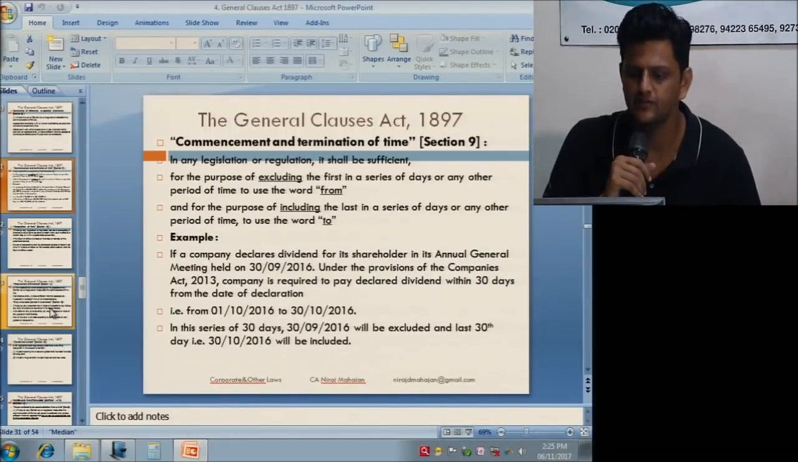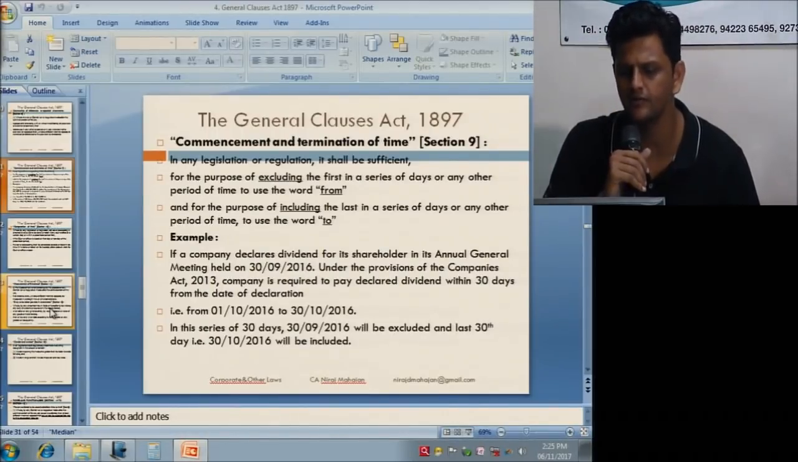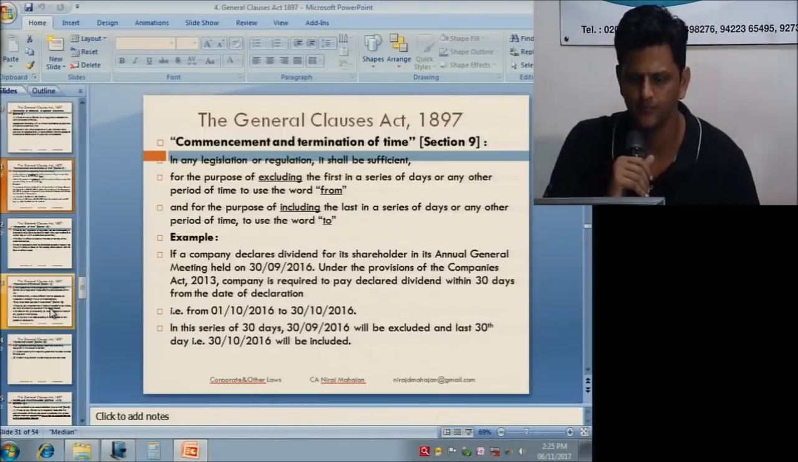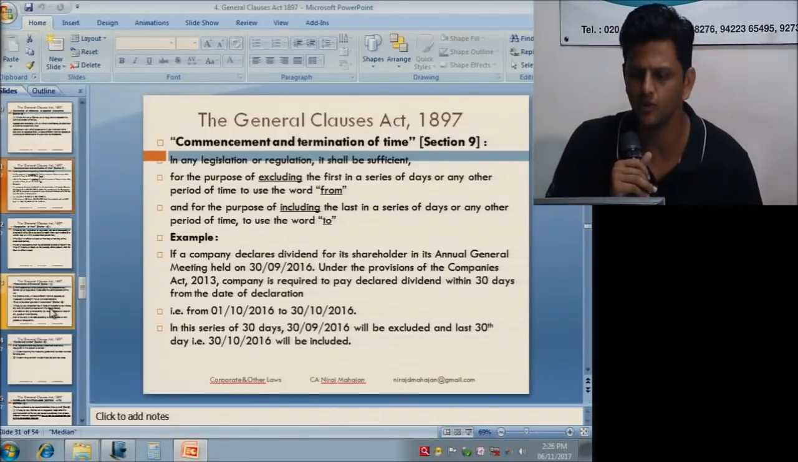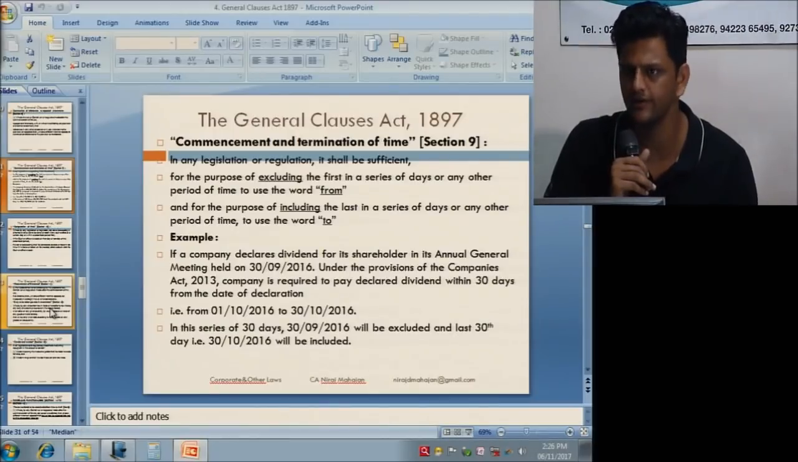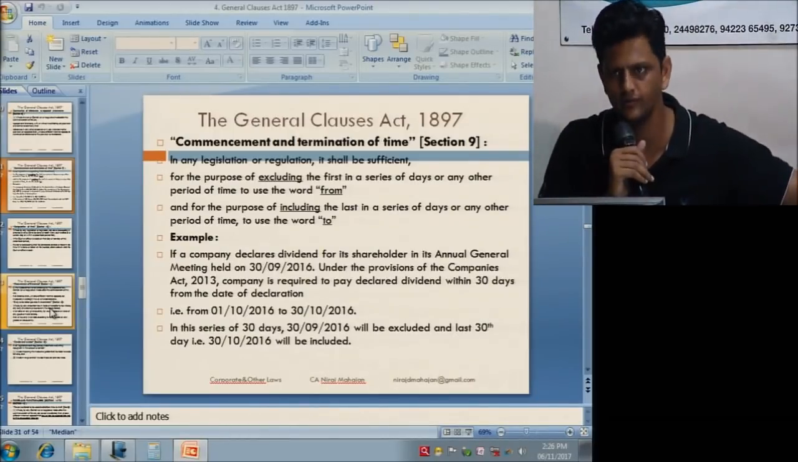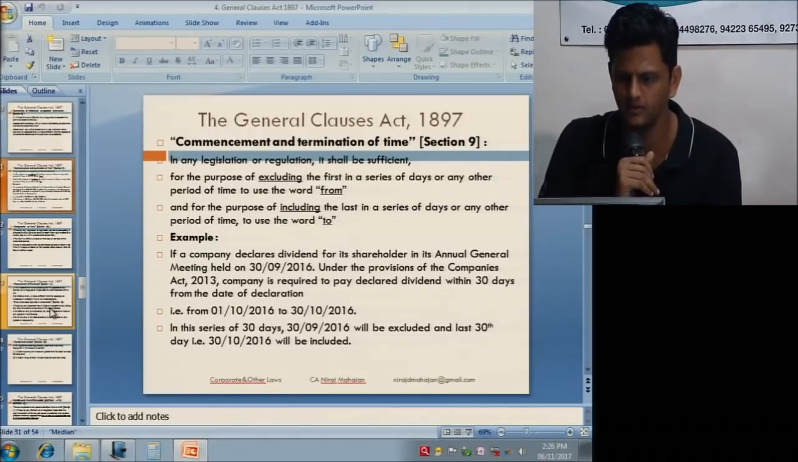So for the purpose of excluding the first day in a series of days or any other period of time, use the word from. And for the purpose of including the last day in a series of days or any other period of time, use the word to. That means the day after from is not counted, and the day after to is included. Remember, section 9.